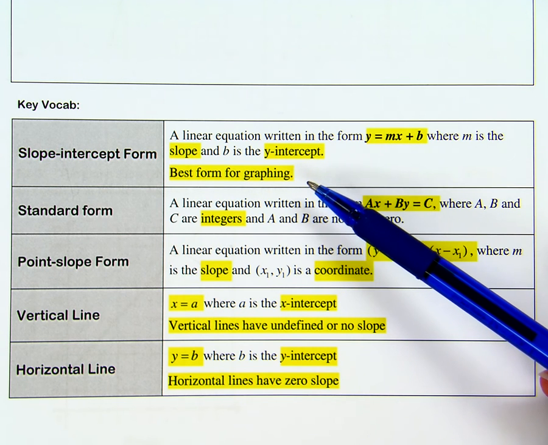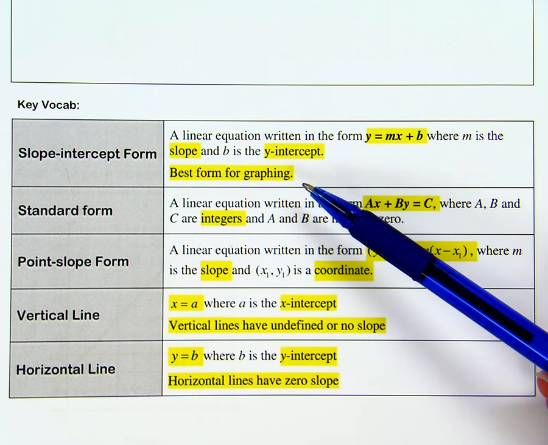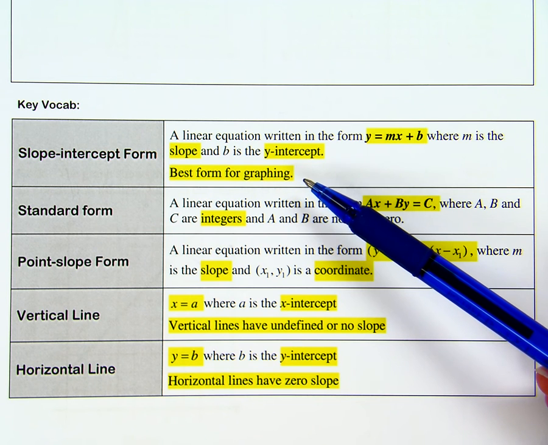Now, this form is the best form for graphing. So if the problem asks us to graph the equation, or if it gives us the graph and asks us to write the equation, this is the form we want to go to.